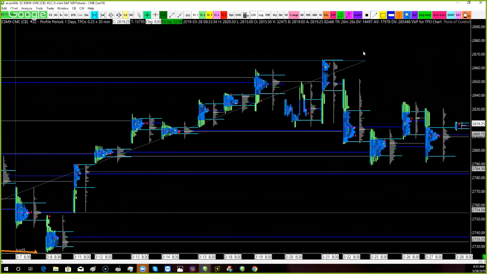So, for example, I would have thought yesterday we would have come down and tested that, right? So this needs to be repaired. But more importantly, when I look above, see how there's no naked point of control that's not been tested? All of these upstairs have gotten tested. That makes it very easy for the market to do this. I'm going to give you an example of that, okay?